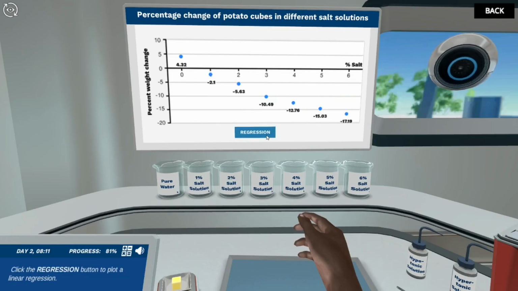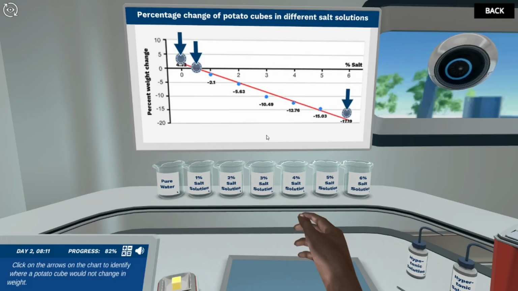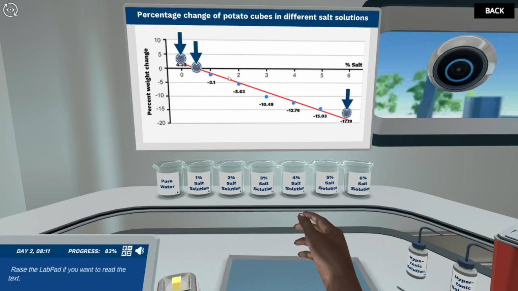Click the regression button to plot a linear regression. Click on the arrows on the chart to identify where a potato cube would not change in weight. You got it. This is called the isotonic point. The isotonic point is where the water potential inside the potato cube is equal to that of the solution it is in. Click on the arrow that points out the hypotonic solution.